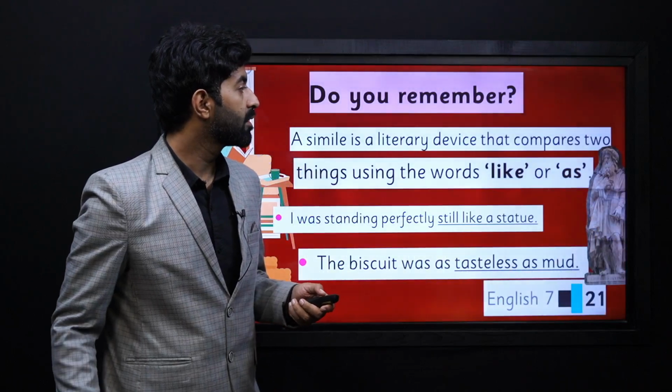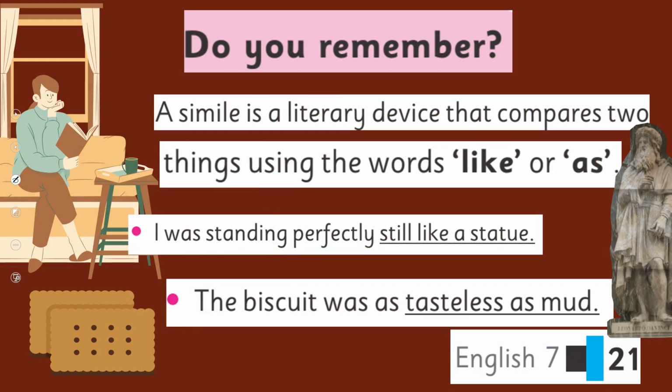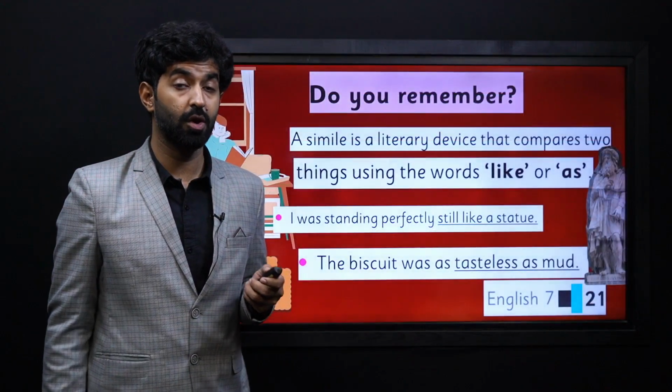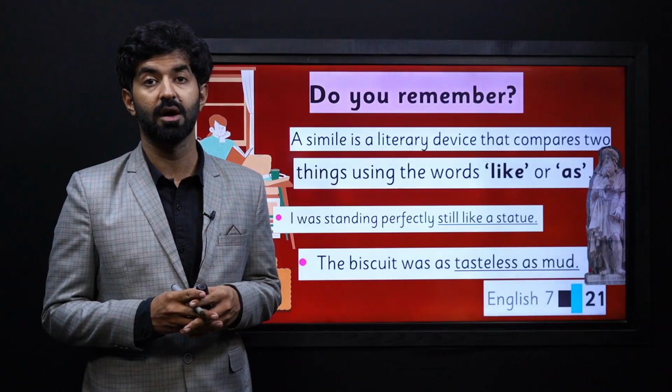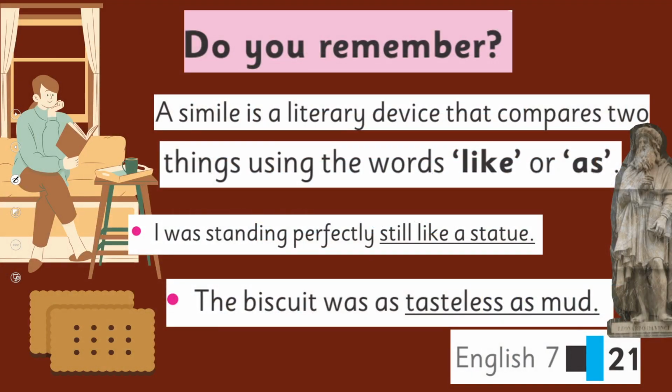Now, let's move on. Let's talk about simile first. Simile is a figure of speech. Let's see what it is and how we can use it in our paragraph writing. So, if you remember, a simile is a literary device that compares two things using the words like or as. For example, I was standing perfectly still like a statue. Now, two things are being compared: standing still and like a statue.